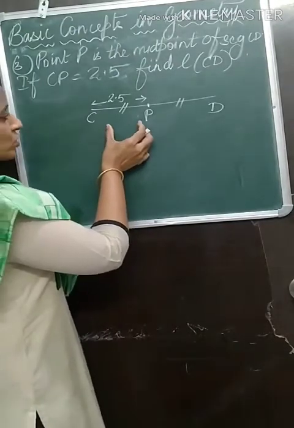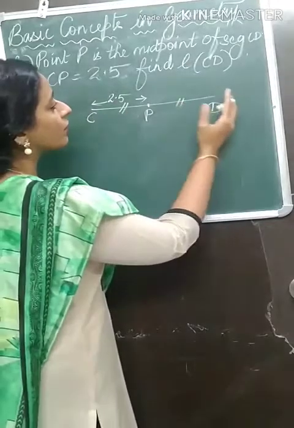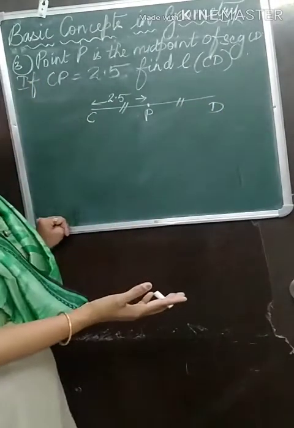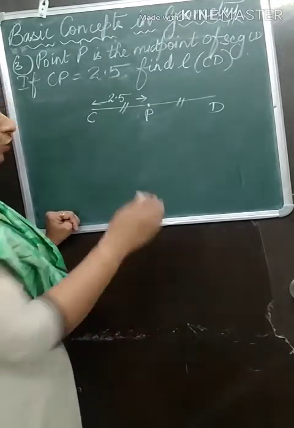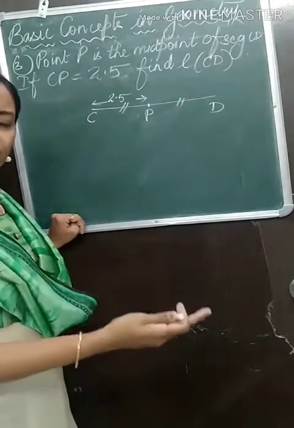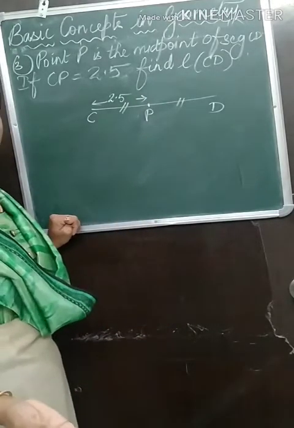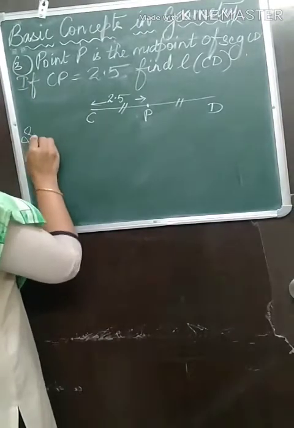If one small equal part is given, and you are asked to find the length of the whole segment, you will multiply by 2. Correct, no? 2.5 into 2 is 5, or 2.5 plus 2.5 is 5. Any way you can solve. Understood? So let us start the solution.